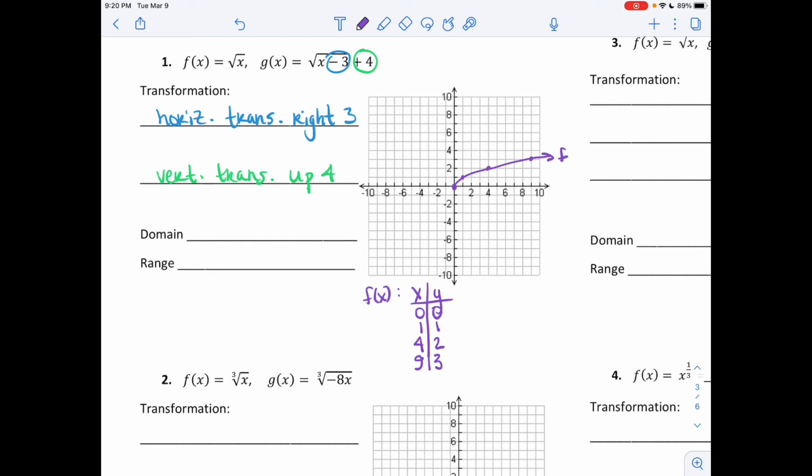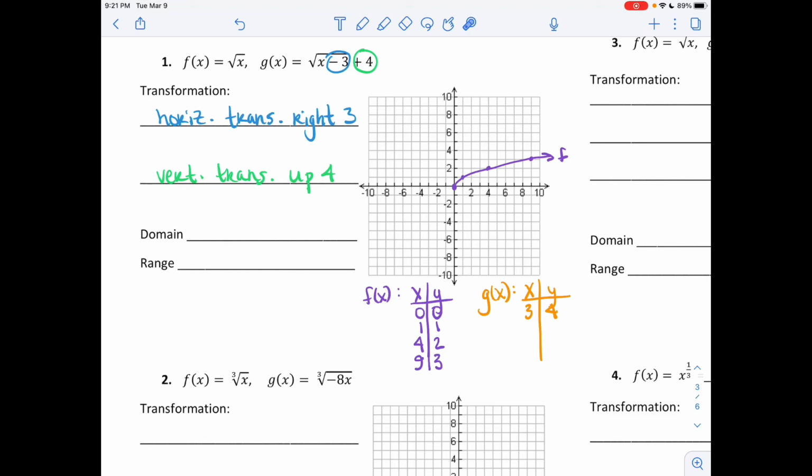Let's do the transformed function, which is my g of x. Let's do that in orange. So we will again pick some x and y values. Now I know that I have translated right by 3 and up by 4. So I can say for sure that my first point is at 3, 4. But let's prove that to ourselves. If I plug a 3 in here, 3 minus 3 is 0. So I get a square root of 0, which is, of course, 0. Plus 4 gives me a 4.